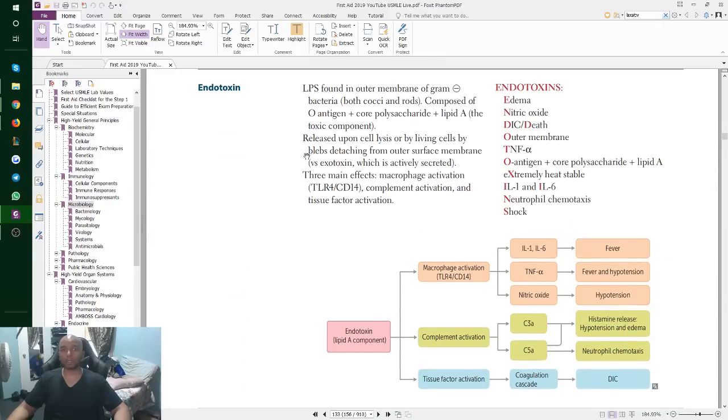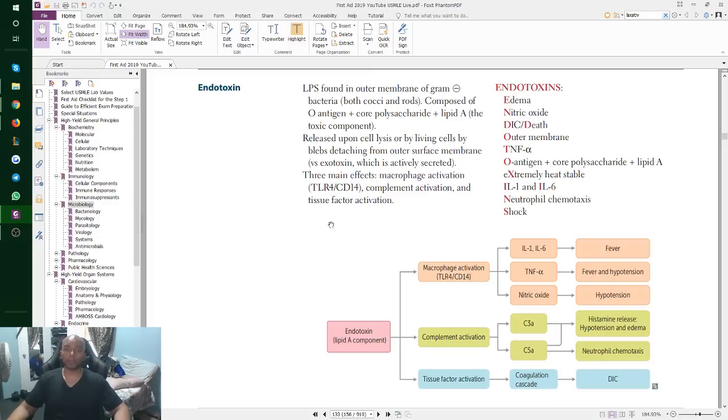For endotoxins, lipopolysaccharide is found in the outer membrane of gram-negative bacteria, both cocci and rods, composed of O antigen plus a core polysaccharide plus lipid A, the toxic component. That's the toxic component. Released upon cell lysis or by living cells by blebs detaching from the outer surface membrane. Alright, so exotoxin was always secreted from inside, but not endotoxin. It's just coming from the membrane.